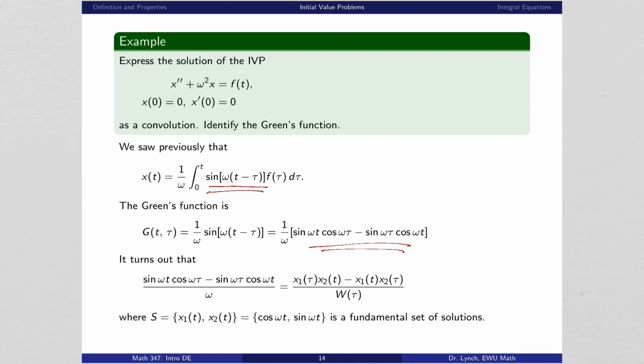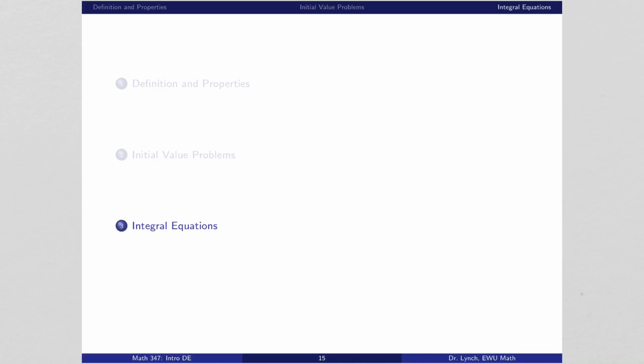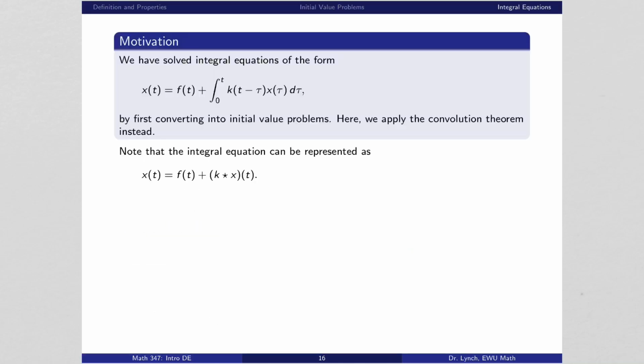Okay, so that's a pretty cool deal here that our investigation of variation of parameters before comes back in our convolution operator here. Okay, so as a final thing, we'll go ahead and just close with the investigation of integral equations. So we saw previously in chapter 1 that we could solve integral equations of this form by first converting them to an initial value problem. So here we notice that the integrand reminds us a lot of a convolution.